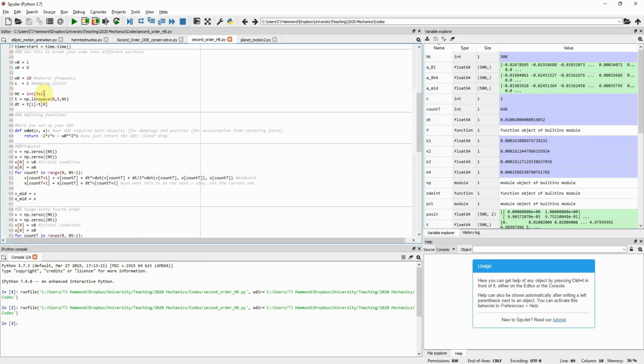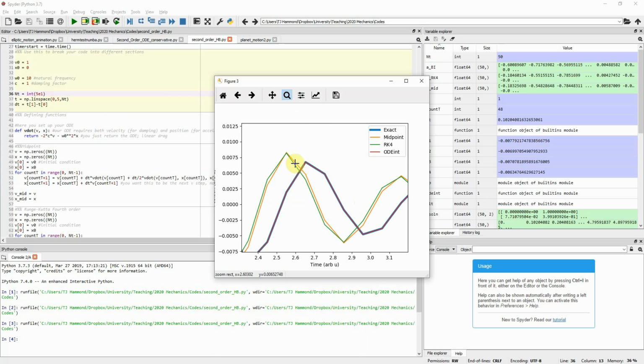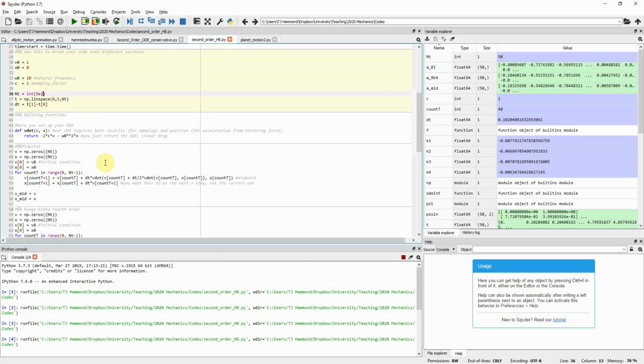We can show how much better the built-in solver is if we significantly decrease the number of steps. We can see that midpoint and RK4 are still pretty close to being right. They decay at about the right speed, but they're a little bit shifted in phase, just as we saw in the conservative case as well. But again, this built-in solver and the exact solution agree extremely well, even with this small number of points. So we can run this again.